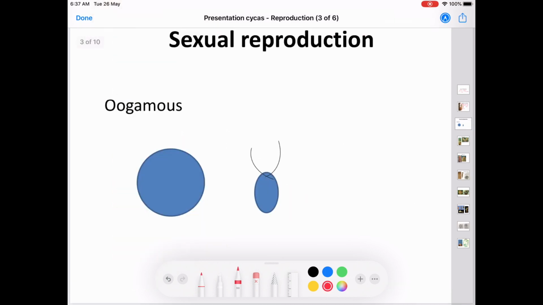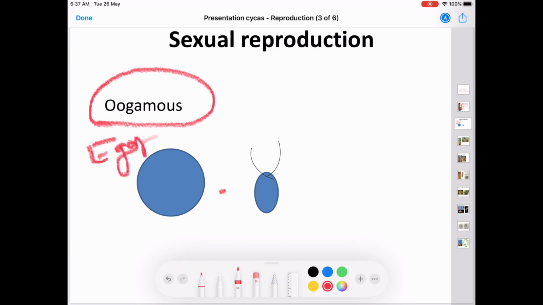Now, coming on to the sexual type of reproduction, in Cycas, the sexual reproduction is oogamous type. And what is oogamy? That is, when a non-motile egg is fertilized with a motile sperm. This type of reproduction is known as oogamous type of reproduction, and in Cycas the reproduction is oogamous type.